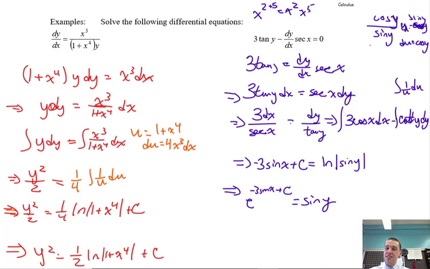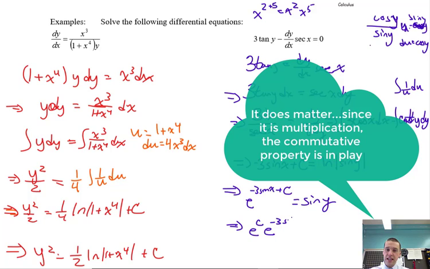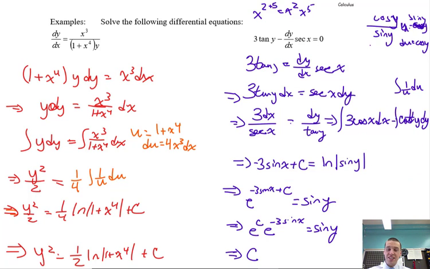I don't like the c in the exponent, and so therefore I can write e to the c here, because it doesn't matter, times e to the negative 3 sine x equals sine y. Well, e to the c is just a number, and so therefore it's just c. It's just a constant, c. It's the same idea that I talked about over here when you square root c, it's still a number.